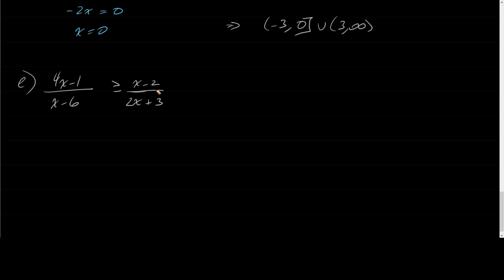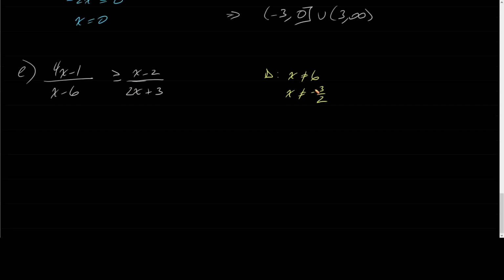All right. So here we go. The very first thing I'm going to do here is ask, what is the domain of this problem? And here the domain is x cannot be equal to 6 and x cannot be equal to negative 3/2, right? Because 6 would make this 0, negative 3/2 would make this part 0. So we've got to keep that domain in mind.